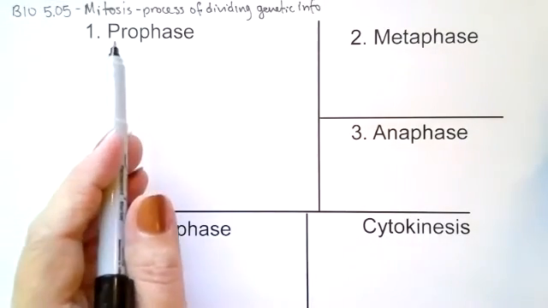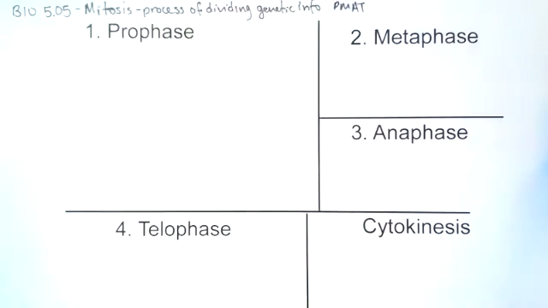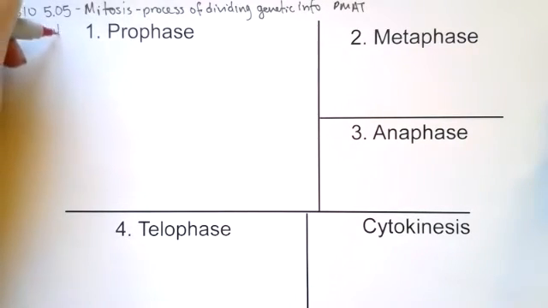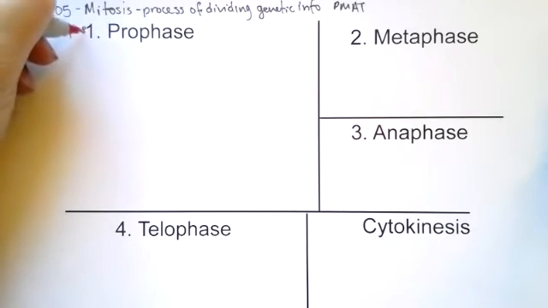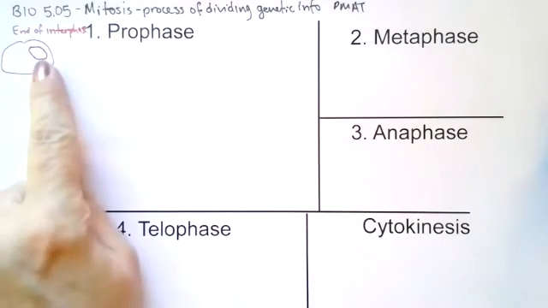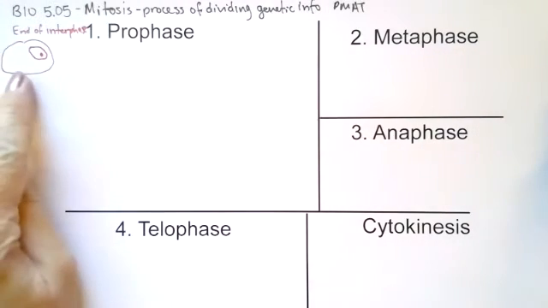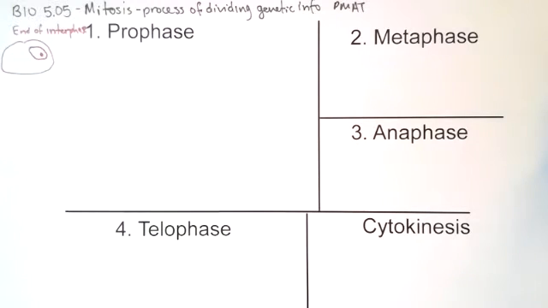But we want to talk about the four phases. We say we've got PMAT: prophase, metaphase, anaphase, and telophase. So at the end of interphase, our cell, if we looked at it under the microscope, would look like this. We would see a nucleus. We might see a dark area inside the nucleus called the nucleolus. We would have the cell membrane.